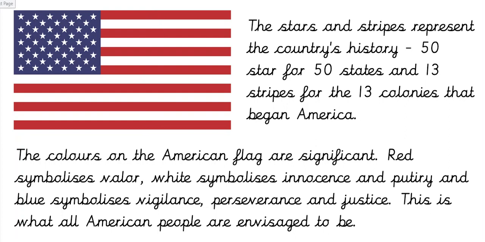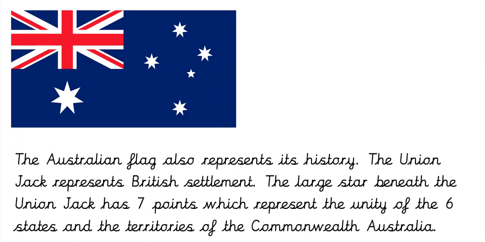Let's move on to the next flag. The Australian flag also represents Australia's history. The Union Jack here represents the British settlement, when the British decided to settle in Australia. And the large star beneath the Union Jack has 7 points, which represents the unity of the 6 states and the territories of the Commonwealth of Australia. So again, that's representing unity. Like the Union Jack was representing the unity of the 3 countries, this star is representing the unity of the 6 states and territories of Australia.